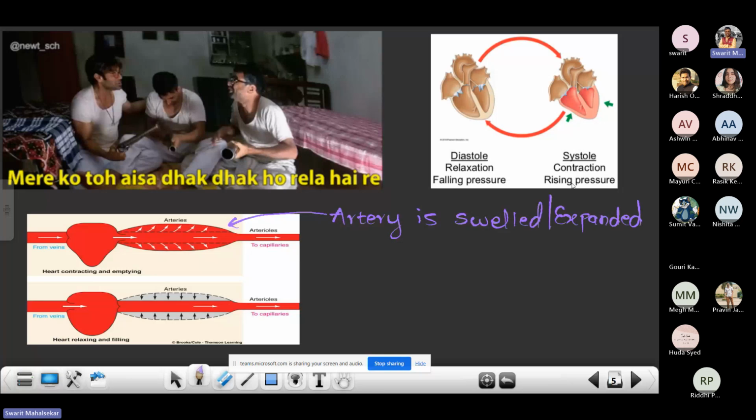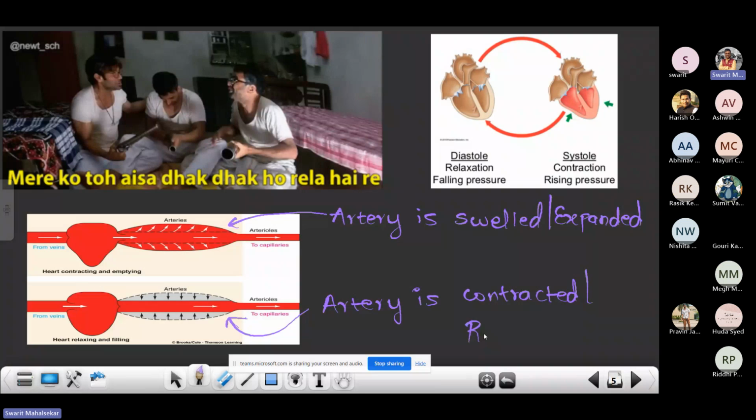On the contrary, if you look over here, my heart is now relaxing. It is trying to take blood from the veins, right? I hope you are able to understand this. At this time, you see the arteries are relaxing, or regaining their original position. So at this point, my artery is contracted, or it is in a relaxed position. Okay, I hope you understood this part.